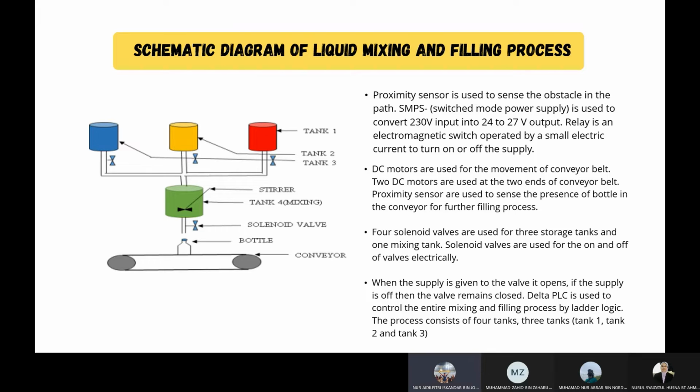Okay, this is a schematic diagram for the liquid mixing and filling process. We can see in this diagram we have tank 1, tank 2, tank 3. We have a stirrer and tank 4 for mixing. We have solenoid valves, bottle and conveyor.